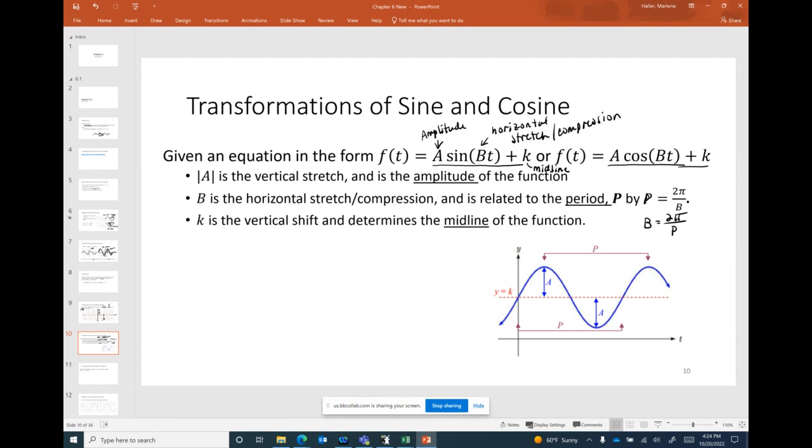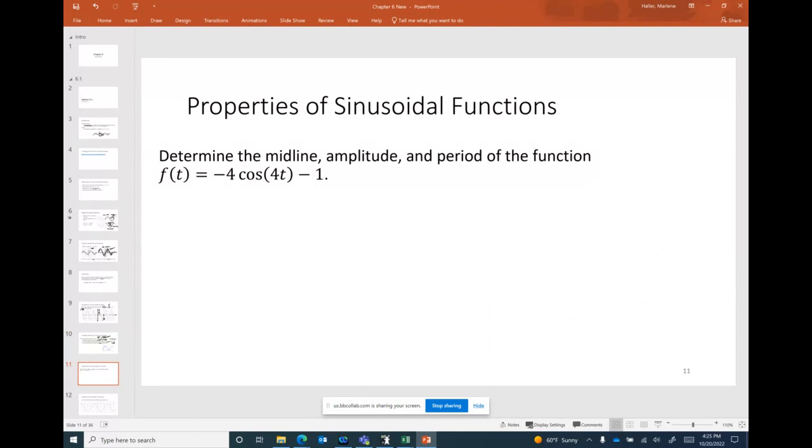All right, so when we have a standard period, when there's no horizontal stretch or compression, right? The period is 2 pi, so b is 1. Okay, so there's no coefficient in front of the input variable, or t. In this case, we're using t. Okay, does that make sense? All right, so given this information, let's look at an example here.